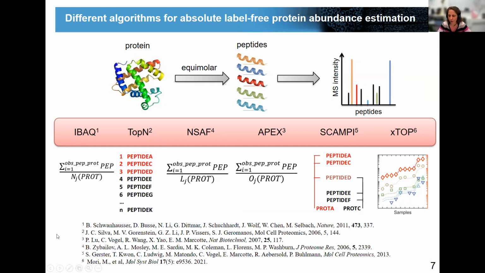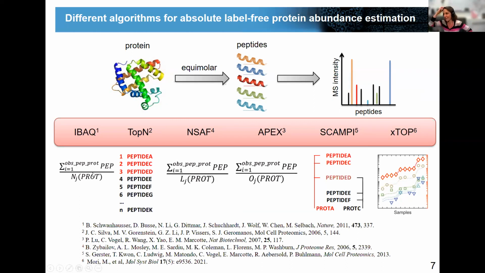The most popular one, or the one that is used most frequently, is called the iBAQ algorithm. It's not because it's the best algorithm, but because it's implemented in a software called MaxQuant, which is used by a lot of proteomics people. So it's very easy to have it, and this is one major reason why a lot of people like to work with it.